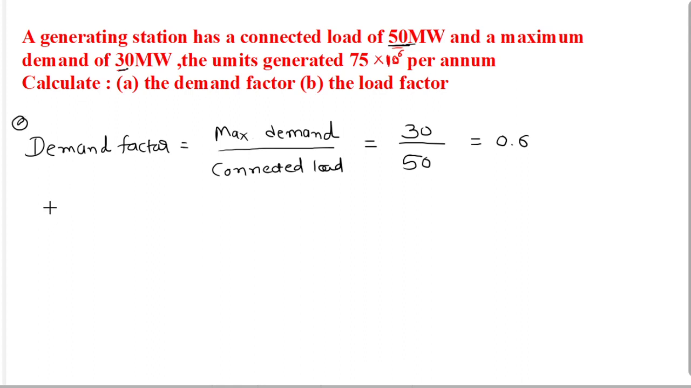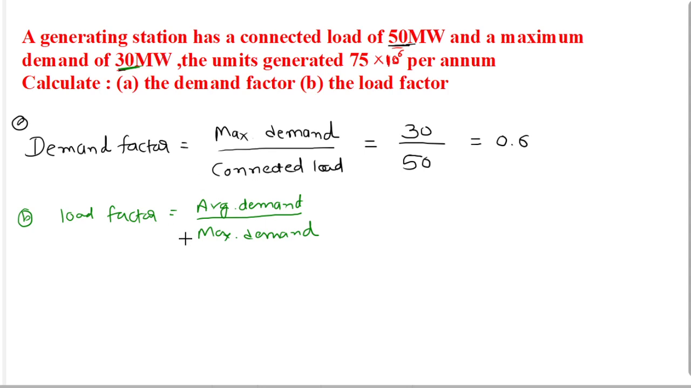Now, second, load factor. The definition of load factor is average demand upon maximum demand. We know that we have maximum demand 30 megawatt, but average demand is not given. So the first task is to find out the average demand.